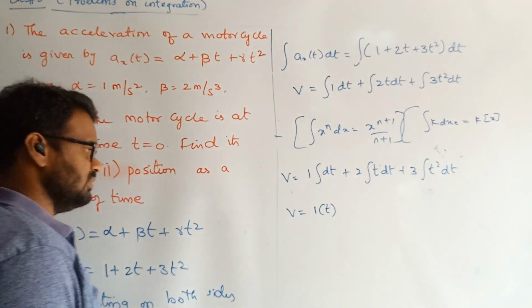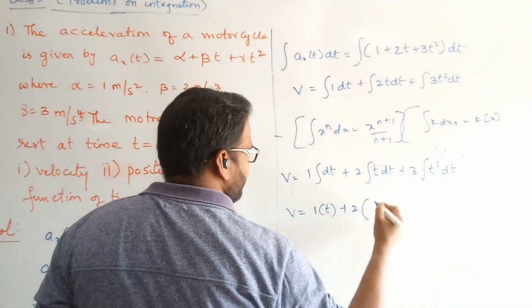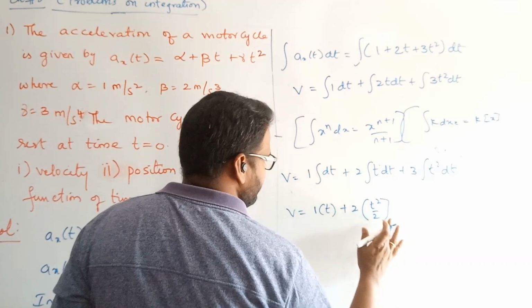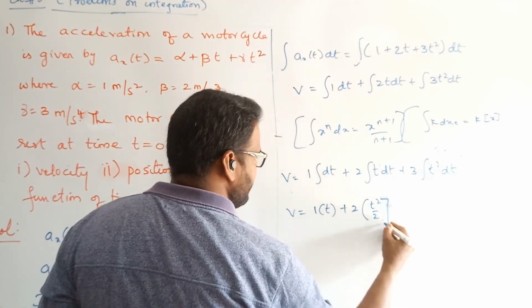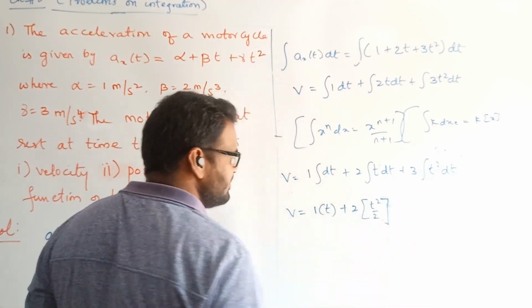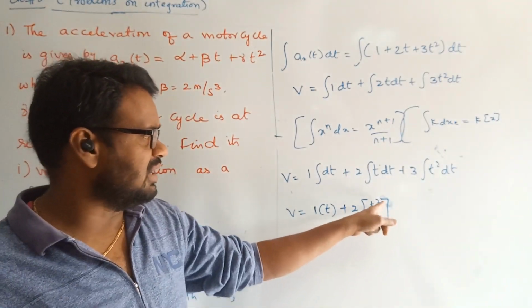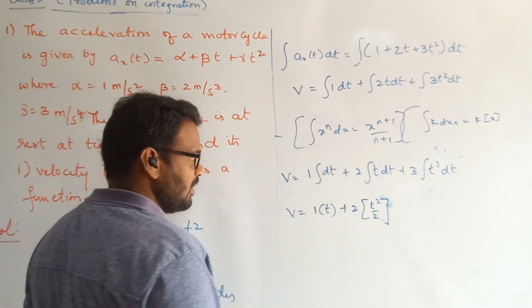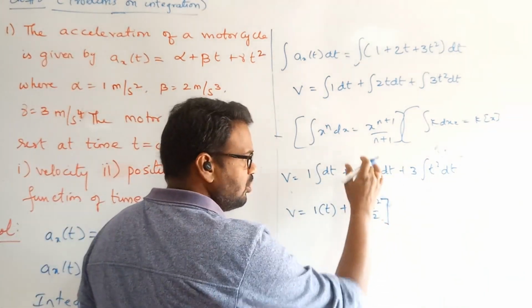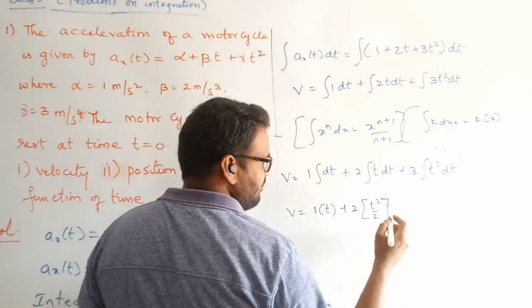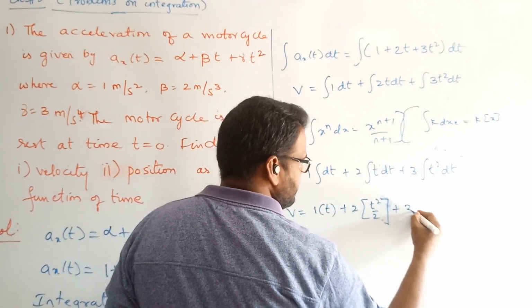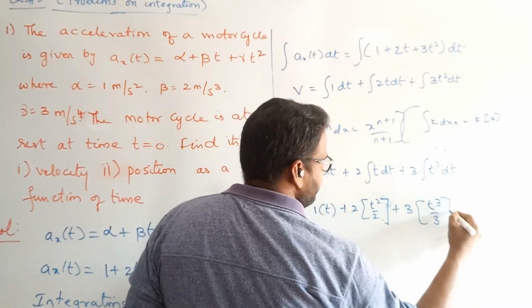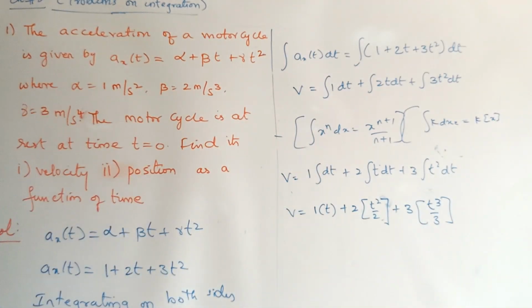We should refer to the formulas once. Plus 2 times, what is the integration of t dt? It is t square by 2. Actually these are called indefinite integrals. There are no limits present. If limits are present, you should write this as final value minus initial value. We will do that later. But now, because there are no limits present here, we will write only t square by 2, plus 3 times, what is the integration of t square? t cube by 3. That's it. Done. This is the equation.